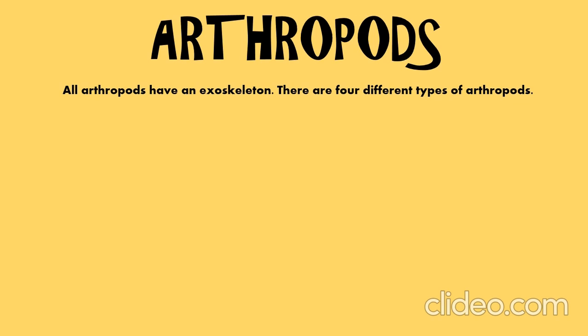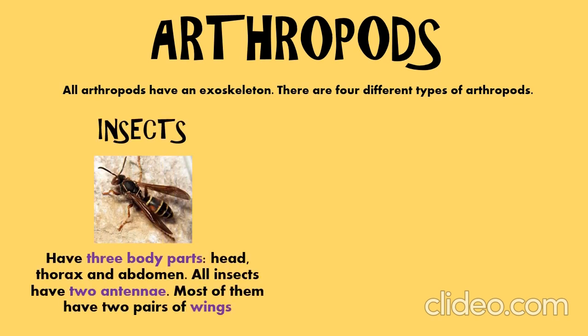First of all, we are going to start with the arthropods. All arthropods have got an exoskeleton, and there are four different types of arthropods. First of all, we've got the insects. Insects have got three body parts: the head, the thorax, and the abdomen. All insects have two antennae. Most of them have two pairs of wings. For instance, we've got the bee, the butterfly, the ant, the mosquito, or the grasshopper. It is the largest group inside the arthropods.